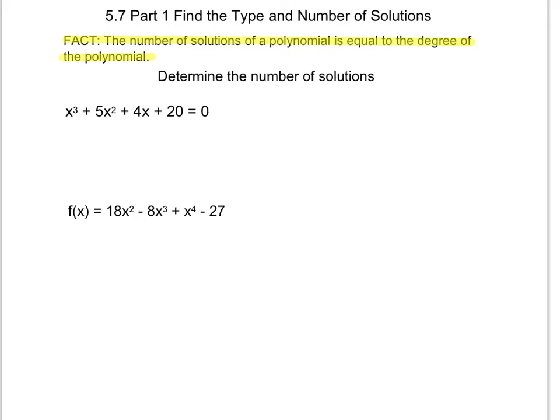Hi folks, today we're going to focus on finding the type and number of solutions. And here's a real quick fact for you. The number of solutions of a polynomial is equal to the degree of the polynomial. So if we go back and think about what degree means, the degree of a polynomial is just the biggest exponent, which is right here. So make sure that it's in order so we can find that. So this is degree 3, which means that we can expect to have 3 solutions.